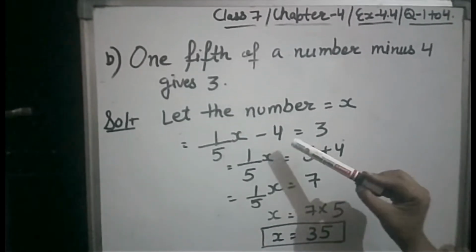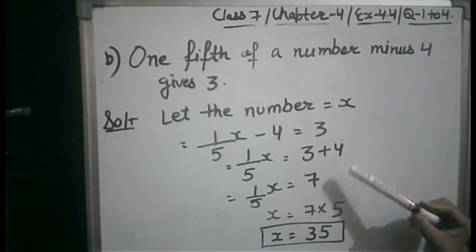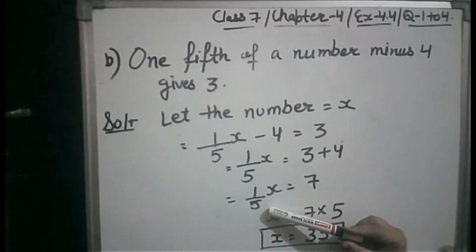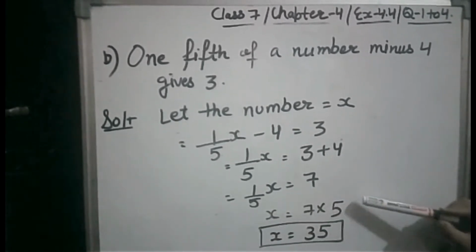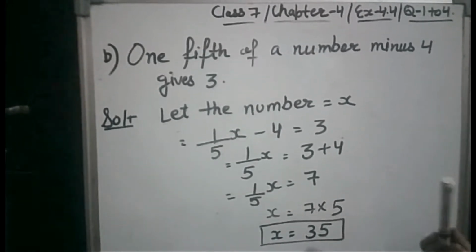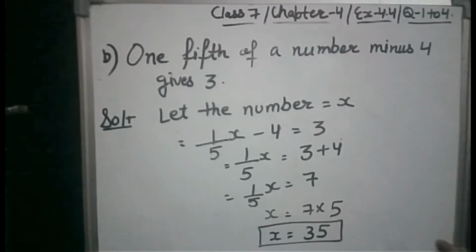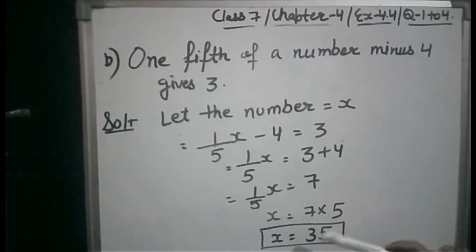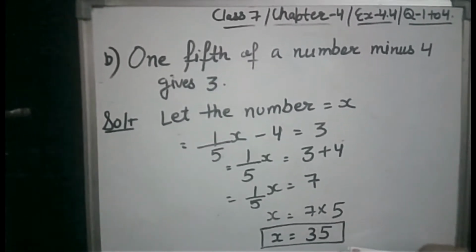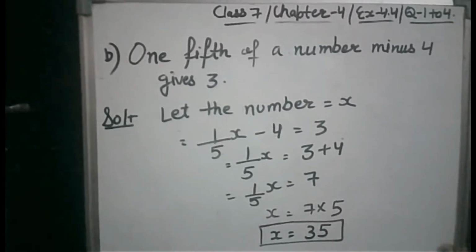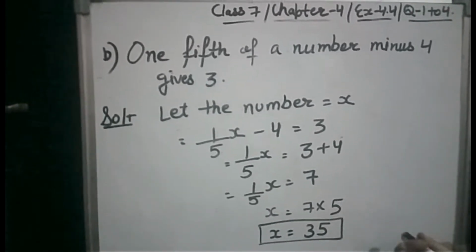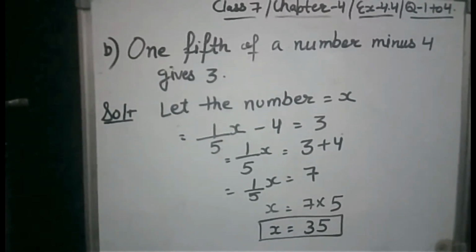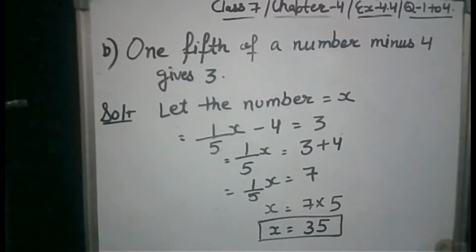It's very simple to solve, students. One by one. First 4 will go to that side. 4 plus 3 is 7. Now 1 by 5 will go to that side. 5 is in division, so on that side it will go in multiplication. We have done 2 exercises on the basis of that. I hope it is not difficult for you to take out the value of x. So the x value: 7 fives are 35. So we have done our question very simply and with the previous method only. Understood, students? I hope you got this question. Now moving forward to our next question.